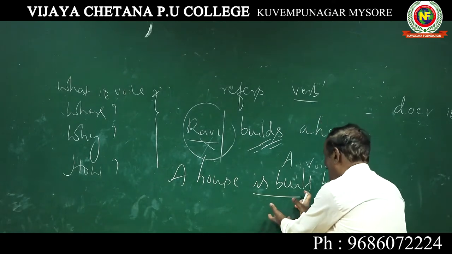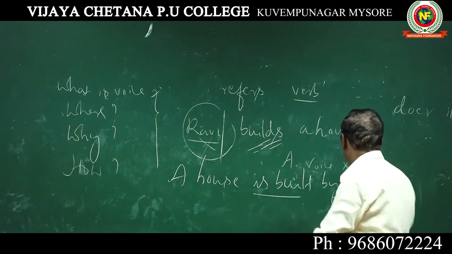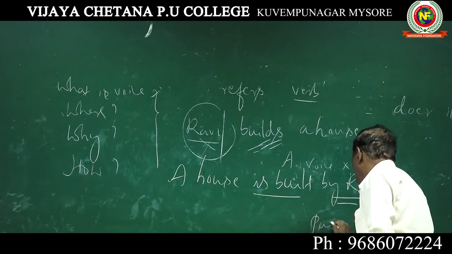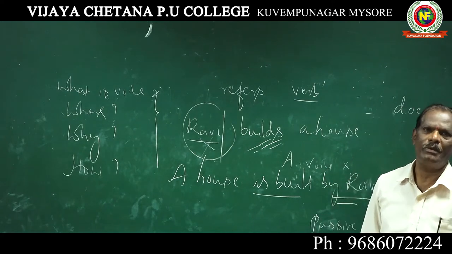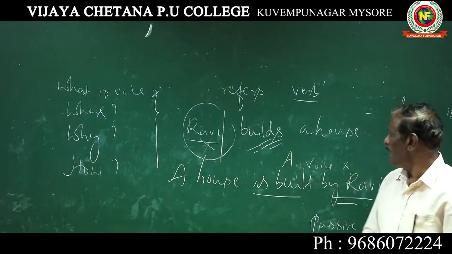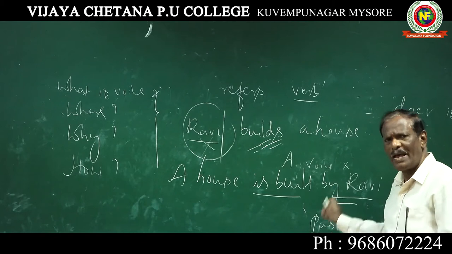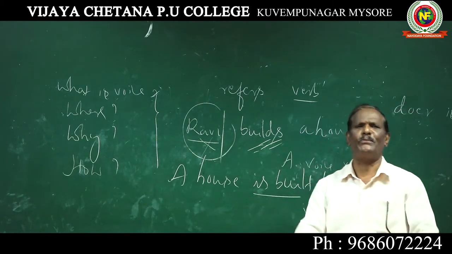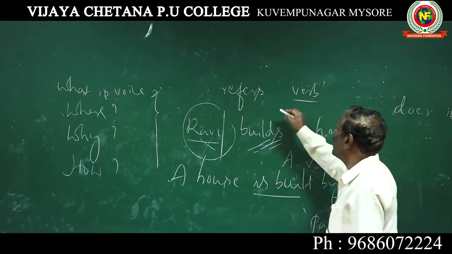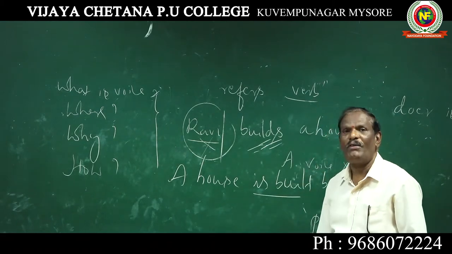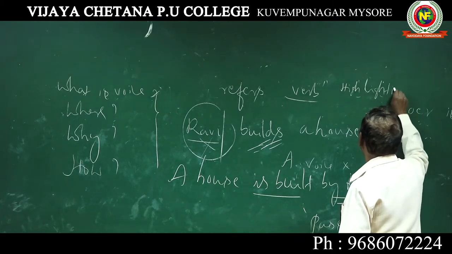So this action is highlighted here. So when the action is highlighted, doer is not important. We call it passive voice. Passive construction, passive voice. The verb is in passive voice, we say, because voice refers to verb. So now the verb is in passive voice. So the verb itself is self-explanatory. It is passive because the doer is not active. Subject is not important. So voice is a sort of highlighting technique.